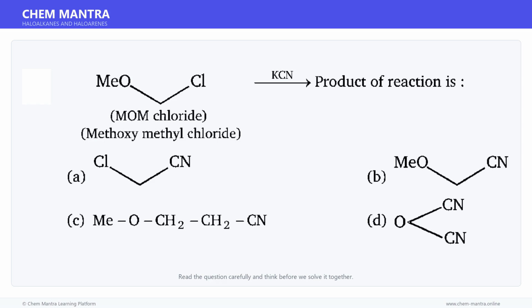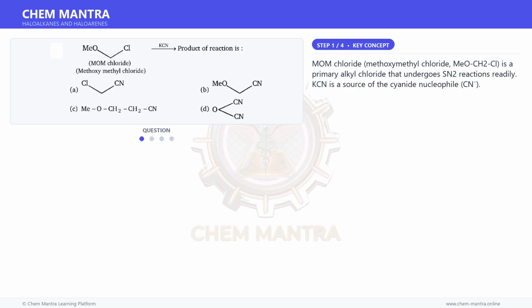Here is a question. Read it carefully and think about the answer. Let us solve it step by step. Let us first understand the key concept here. MeO chloride, methoxymethyl chloride, MeO-CH2Cl, is a primary alkyl chloride that undergoes SN2 reactions readily. KCN is a source of the cyanide nucleophile, CN-.